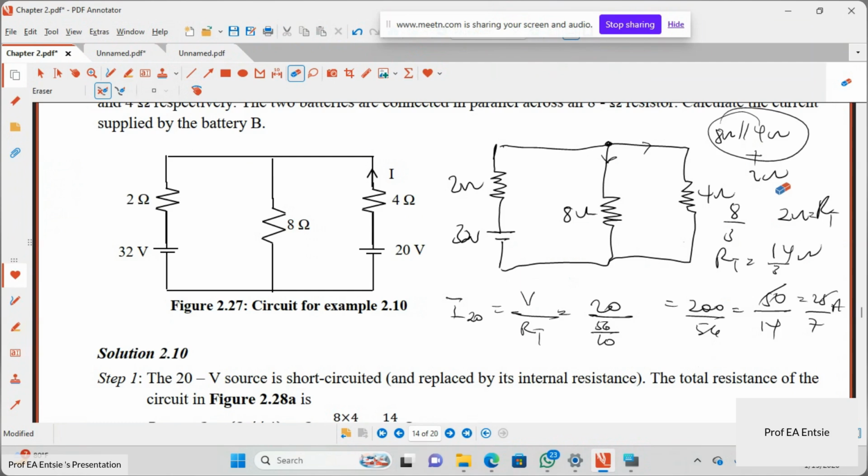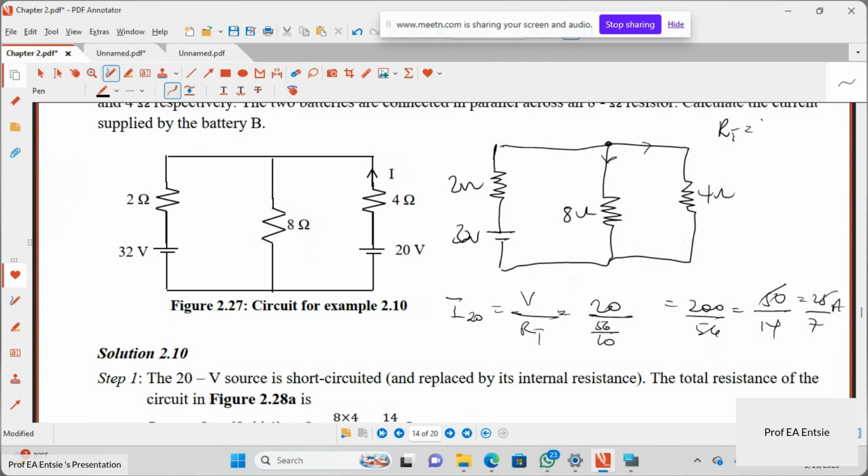And I'm sure that's what I had in the first scenario, the one that I did otherwise. So now total resistance is 14 out of 3 ohms. So it means that if I want the current which is caused by the 32 volts acting, it will be the voltage, which is the 32 volts, over the total resistance, which is 32 over 14 out of 3. So this should give you 96 over 14. 2 goes here 48, comes here 7.